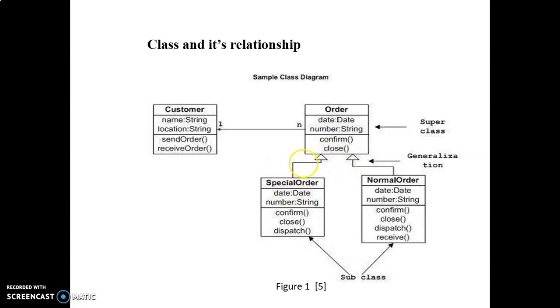Okay, so special order and normal order, these two classes are inherited from the order class, the superclass. So these two classes become the subclasses. See here, whenever we are representing any class, whether subclass or superclass, we maintain this structure: first the class name, then the attribute name, then the function name. Okay, I hope it's clear now.